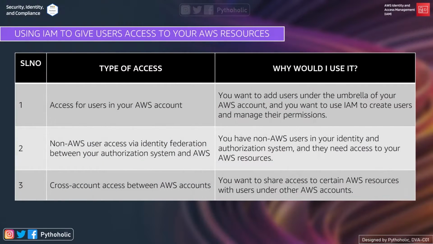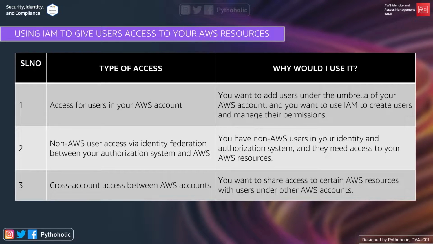Now let's see what type of access is normally requested with IAM to the AWS resources. The first one is access for users in your AWS account. As it is rightly mentioned here, you want to add users under the umbrella of your AWS account, and you want to use IAM to create users and manage the permission. This is the simple one, as it serves a one-to-one relationship for the users and the account. And the first one that we discuss now is access for users in your AWS account itself. So that is one type of access that you get for your AWS resources.